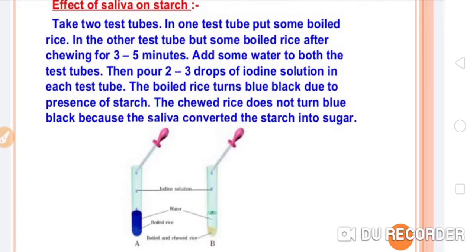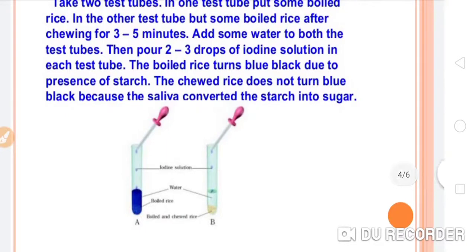In each test tube, the boiled rice turns blue-black due to presence of starch. The chewed rice does not turn blue-black because the saliva converted the starch into sugar. So in this picture you can observe this activity.